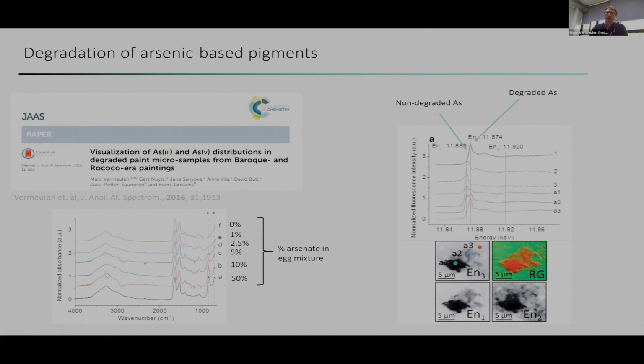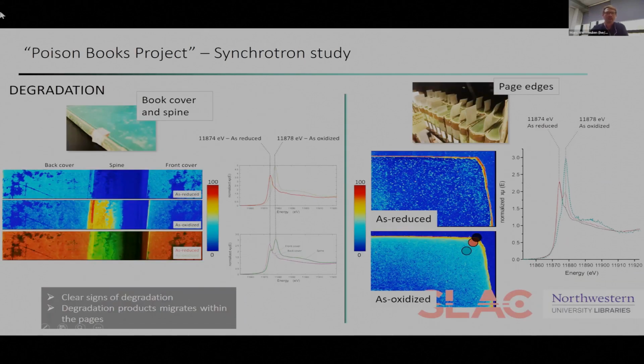And so having that in mind and having some contacts at the synchrotron, we decided to do the same thing for the books. So we sent some books and some samples to the synchrotron in Stanford, and we looked at possible degradation products and their distribution within the object. And so we have here the case of the book that has the discolored spine.